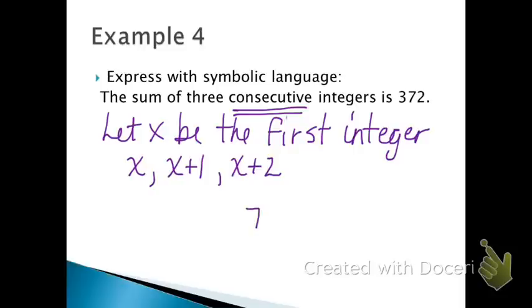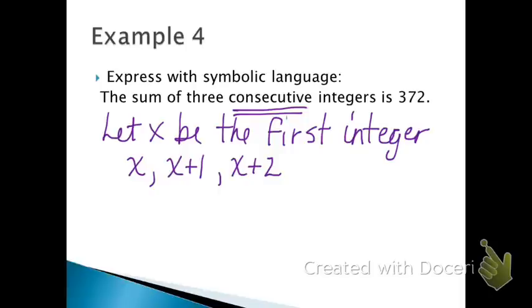If x is 7, then this gives me 7, 8, 9. If x is 0, I get 0, 1, 2. I get my 3 integers. Okay? And it uses all the information. The fewer variables or unknowns that I have, the better. Okay, so the sum of these 3 consecutive integers is 372.